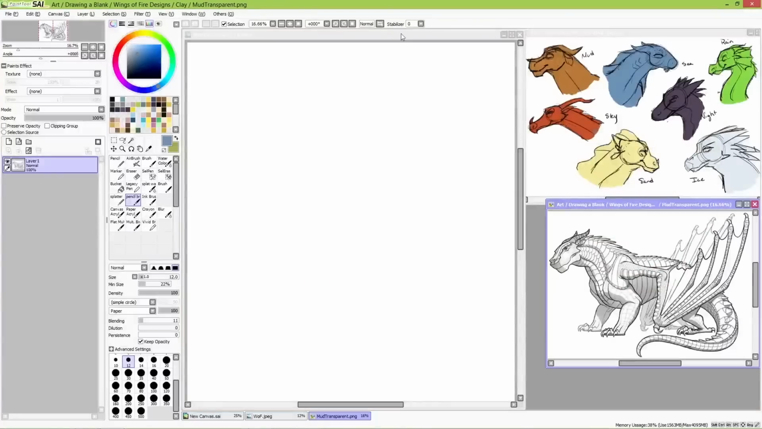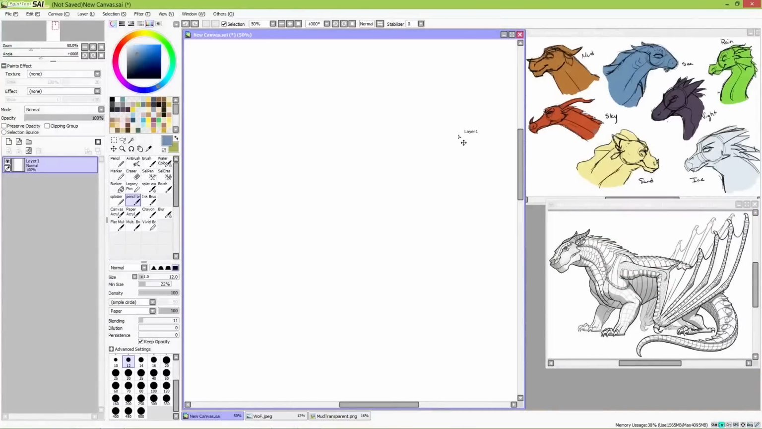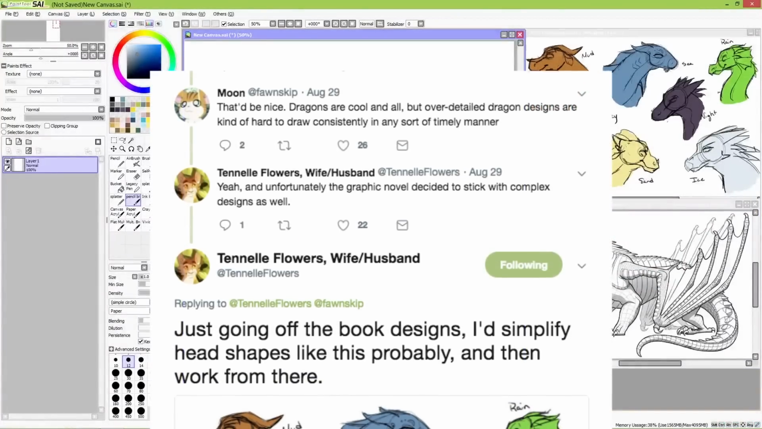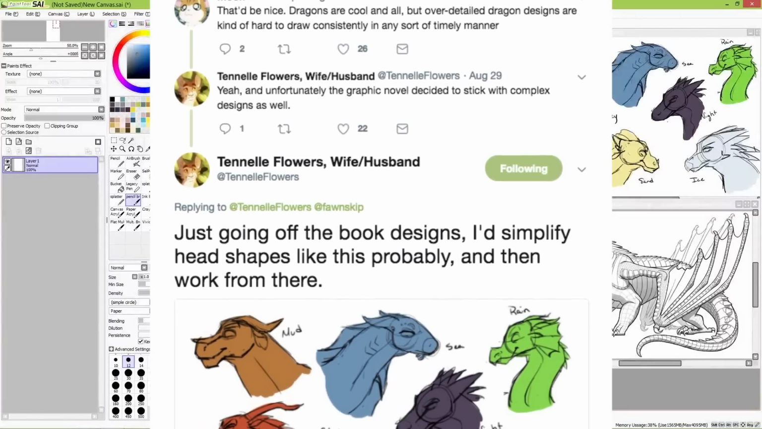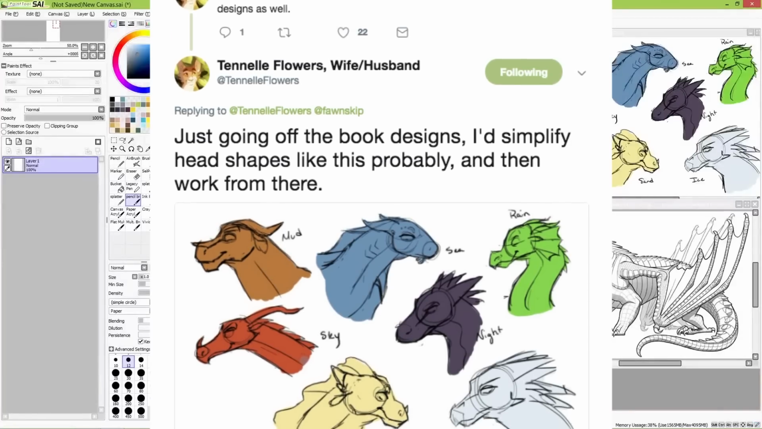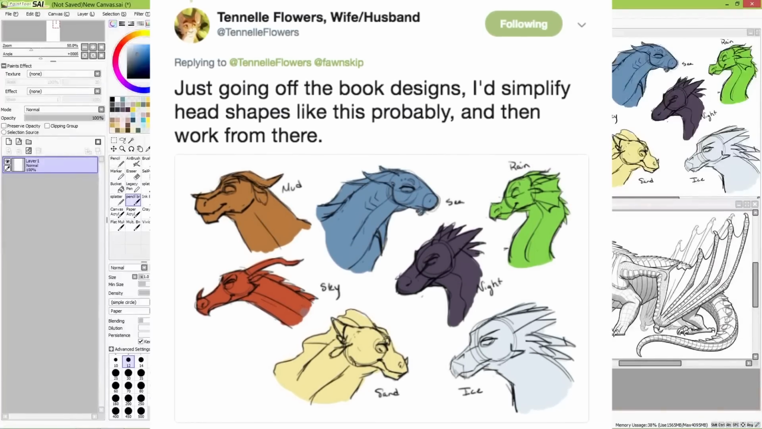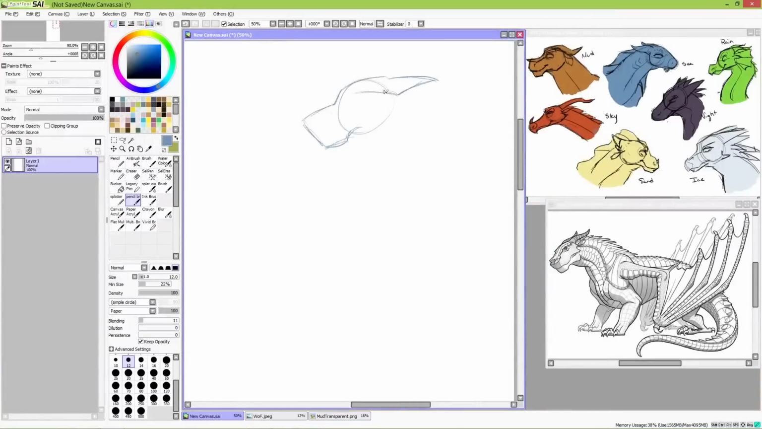Welcome back to Drawing a Blank. A few days ago on Twitter, Moonkitty and I were having a discussion about Wings of Fire, and we both lamented the fact that the designs for the dragons in the books, while gorgeous in their own right, aren't very animation friendly. So I offered my own rough idea on how I would start simplifying the dragons' designs, and people seem to like it. So let's do it for real. Starting with our good boy Clay, let's draw some Mudwings.